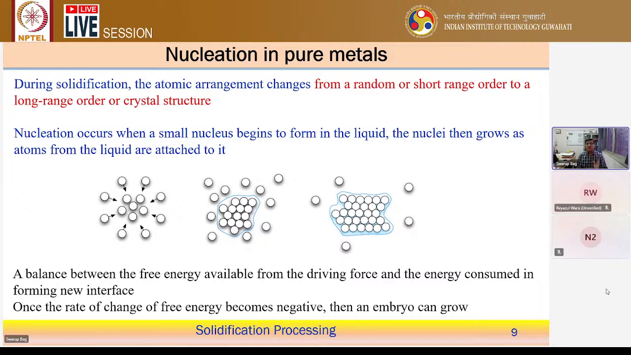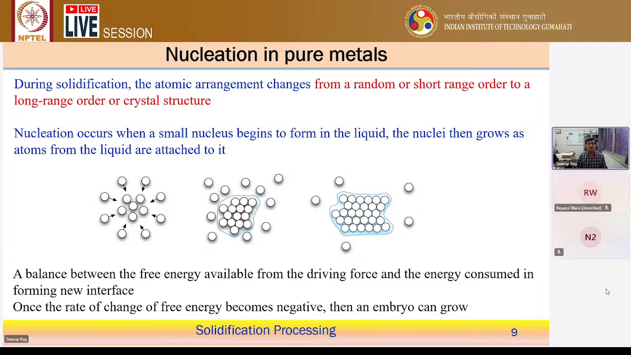So what is the available free energy? A balance should be maintained between the available free energy and the energy consumed in forming the new interface. Combining these two, nucleation usually forms. Here it is very important to know that once the rate of change of the free energy becomes negative, an embryo can grow. So that is the favorable condition to grow the embryo.